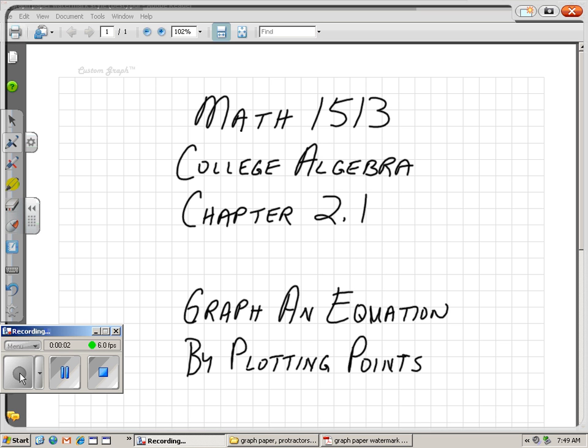Alright guys, this is Northern Oklahoma College Math 1513 College Algebra. I'm on Chapter 2 doing Section 1. We're going to graph an equation by plotting points that go with the equation, that satisfy the equation.